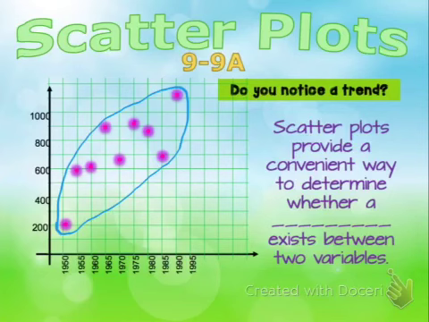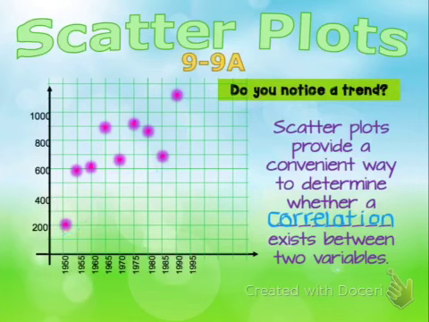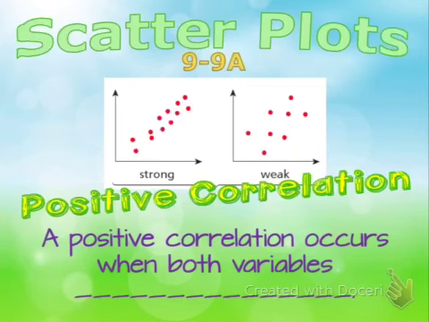What scatterplots do is they provide a convenient way to determine whether a correlation exists between two sets of data. So the missing term here is correlation. So do we notice a trend here? Hopefully you should notice a trend that the shape of this data kind of takes on this type of a line. So this is going to be called a positive correlation. So positive, meaning that it goes up. Here you can see the positive.